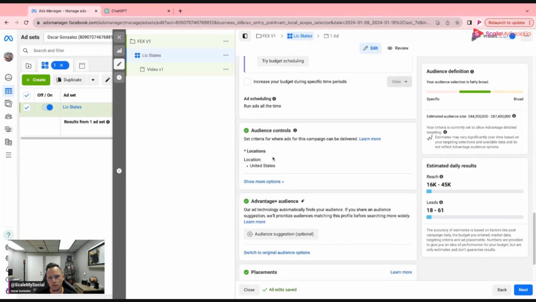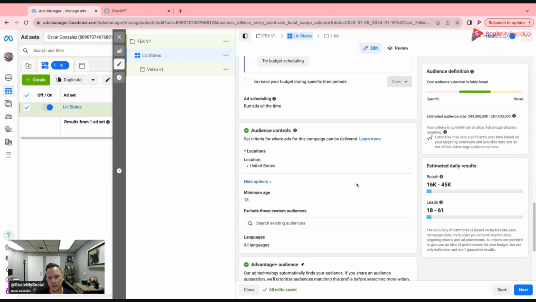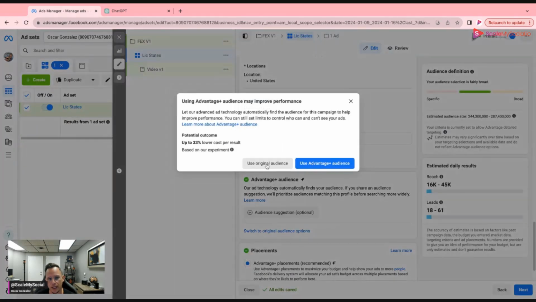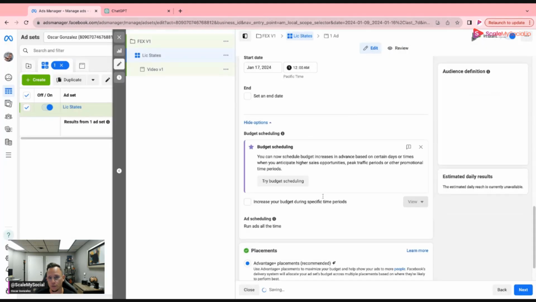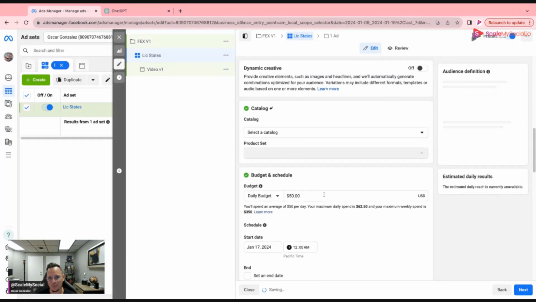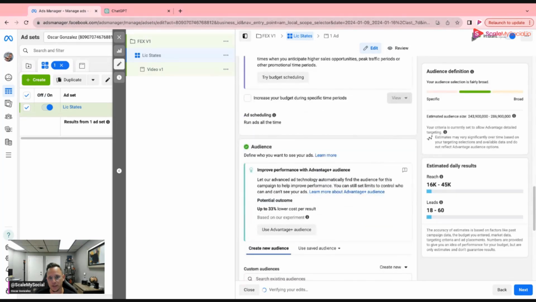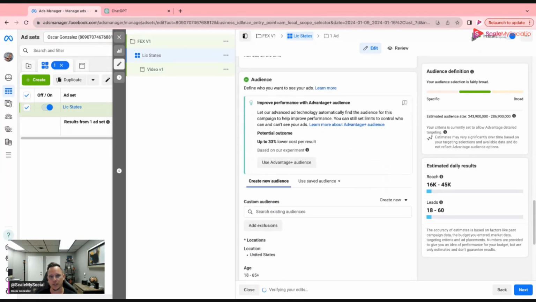Audience controls, very, very important. We're going to go here and we're going to show more options. And I actually like to make sure we switch to original audience. And for right now, this is where you guys need to be. Again, as you progress, you can make changes to this and you can adjust and use some of these other tools. But right now, here's going to be the best way for you to start this ad campaign.